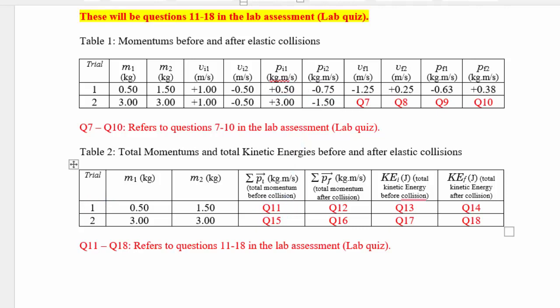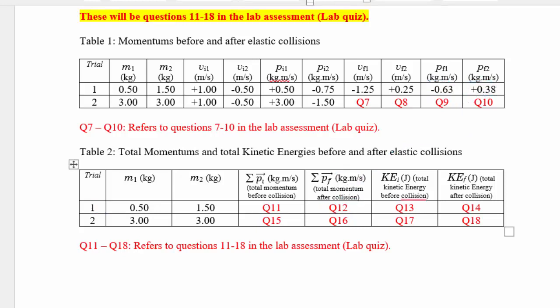Now for question number 12, which is this one here, you are asked to find the total final momentum, which is the total momentum after collision. And this is on the first trial. So you have to refer back to table 1, and you need to add the final momentum of the first object, which is this one here, plus the final momentum of the second object, the second mass. This will give you the total final momentum, number 12.